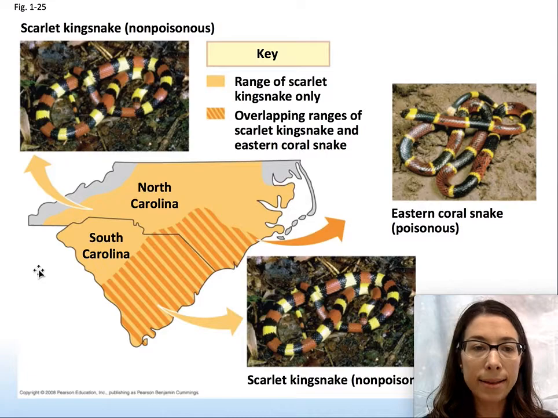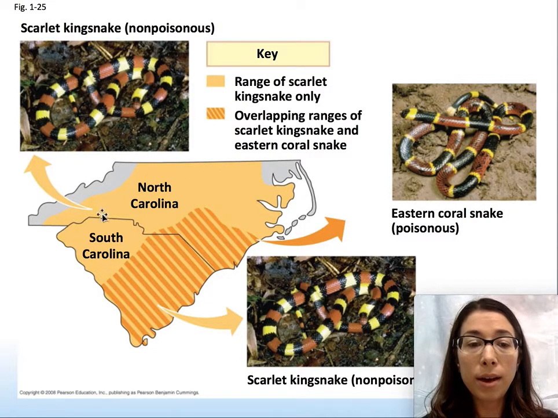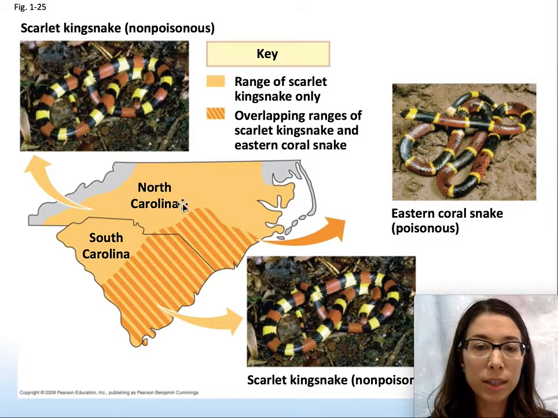We need to test whether or not these non-poisonous, brightly colored snakes are going to be attacked more frequently in the area that doesn't contain poisonous snakes. All right, so now you guys are budding ecologists. Let's design this experiment. So we have an idea of what to do already, right?